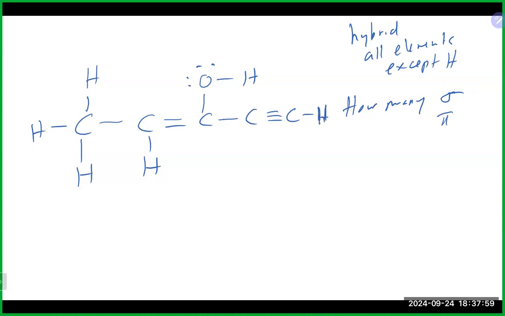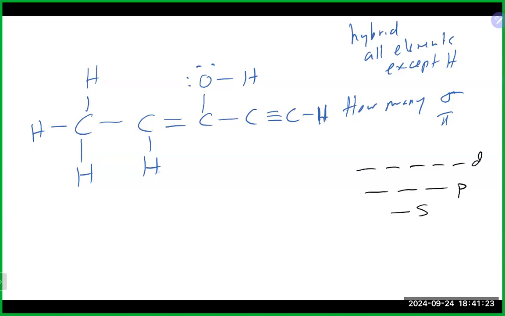All right, so we're looking for hybridization for everybody except for hydrogen. And we're also looking for how many sigma bonds total and pi bonds in this entire whatever I just drew. Okay, so let's take a look and see. Again, you can use your little chart here to help you if you need.